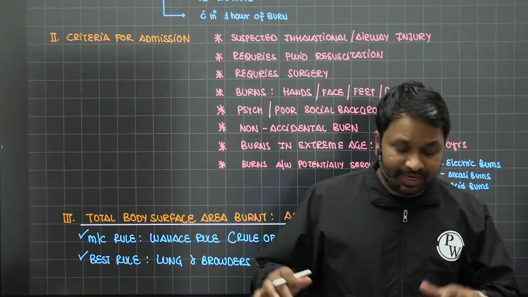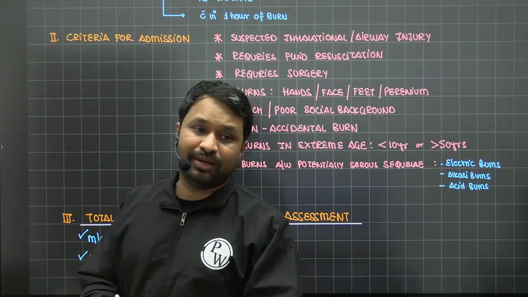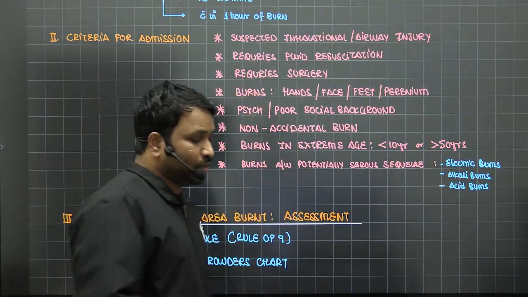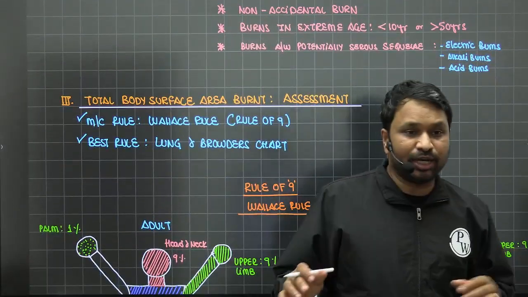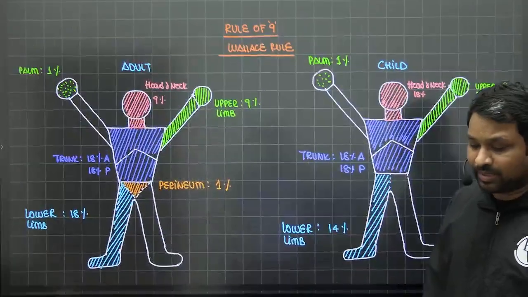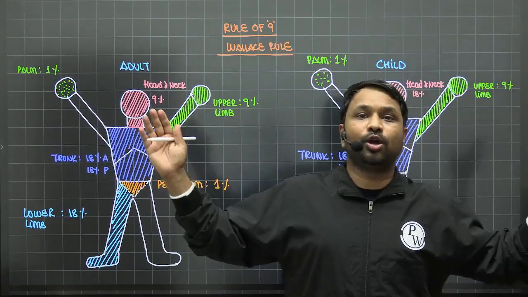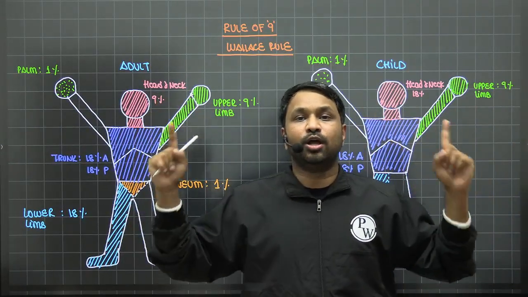Then you look for the criteria for admission. When would you like to admit the patient? All these are the scenarios where you would like to admit the patient. And then look for the assessment, and the standard common assessment that we do is what we call the Wallace rule, also called the rule of 9.